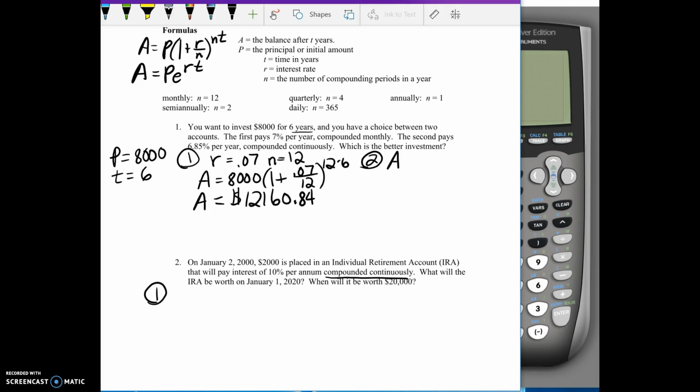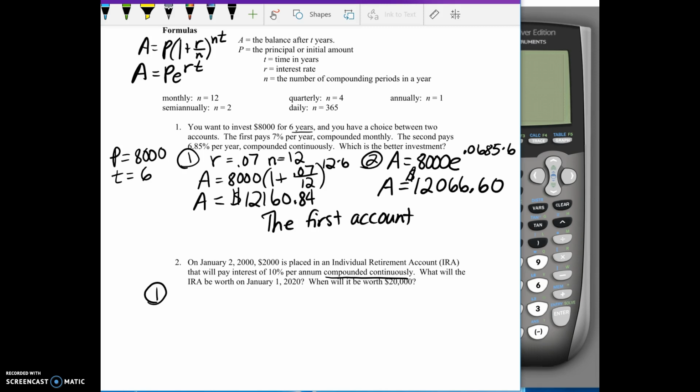Our second asks you to check and see if compounding continuously is better, but it's at a lower rate. So it's e to the 0.0685 times 6, because that's our new rate. And although it is the optimized amount, it would only be better to do compounding continuously if you're at the same rate. So in this case, the first account is the better investment.